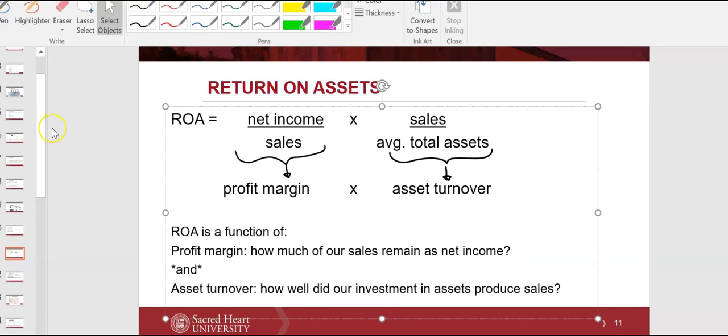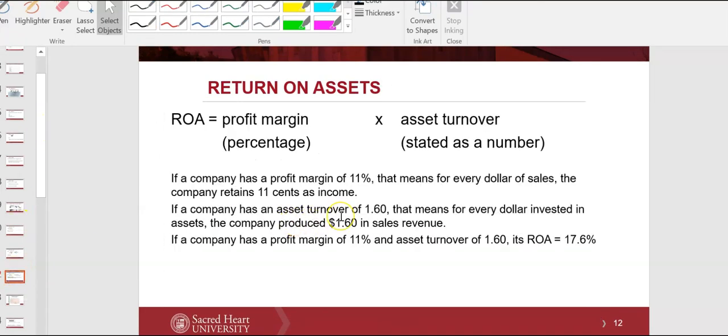Let's take a look at an example on the next slide with some numbers. So if a company has a profit margin of 11%, that means for every dollar of sales, the company retained 11 cents as net income after covering all of its costs of running the business. If a company has an asset turnover of 1.6, that means for every dollar invested in assets, the company produced $1.60 in sales revenue. So of course, if a company has a profit margin of 11% and an asset turnover of 1.6, its return on assets, we multiply the two, is 17.6%.